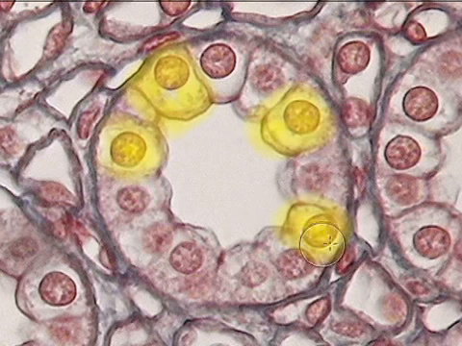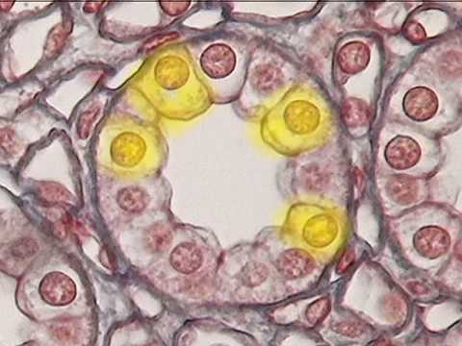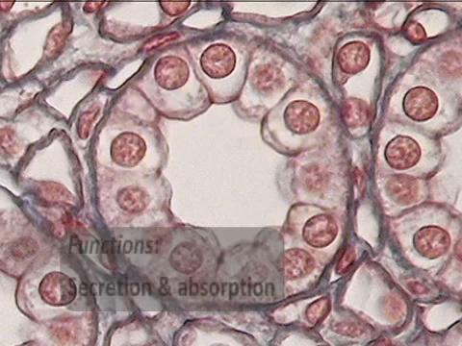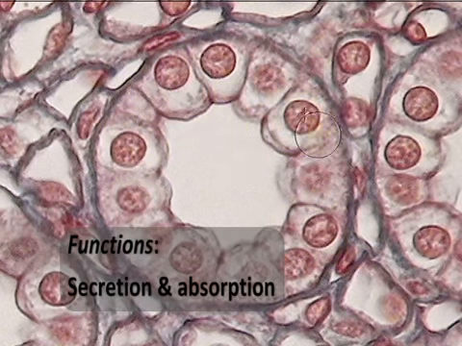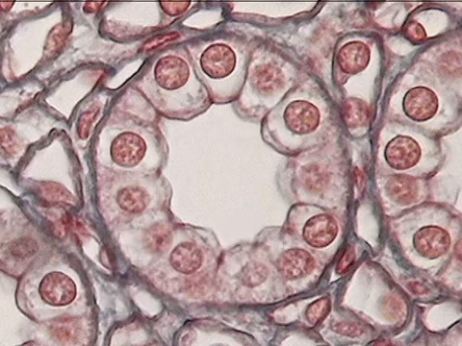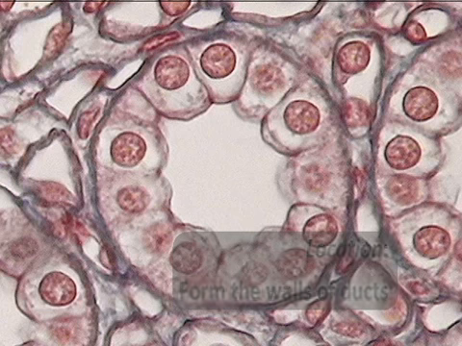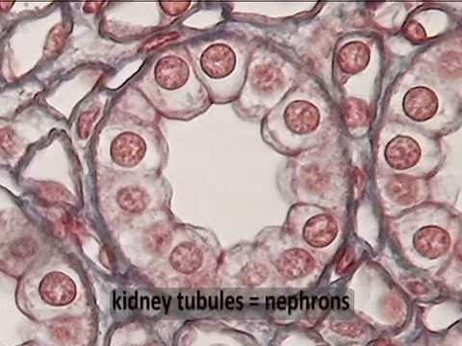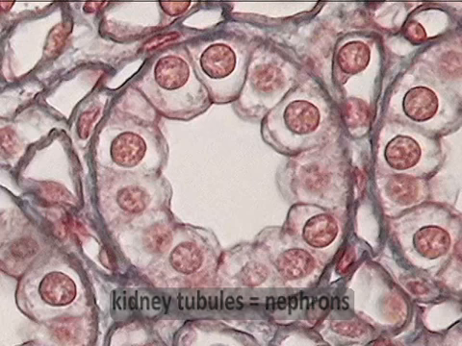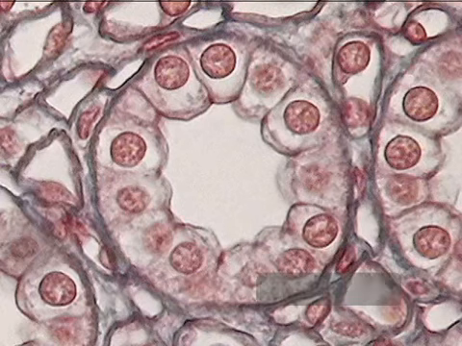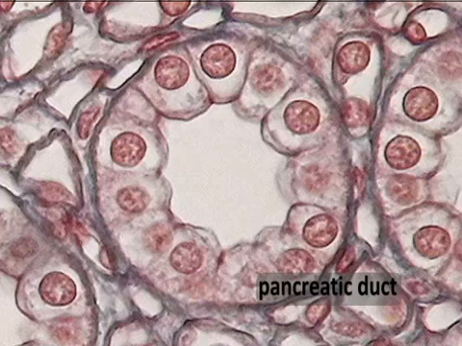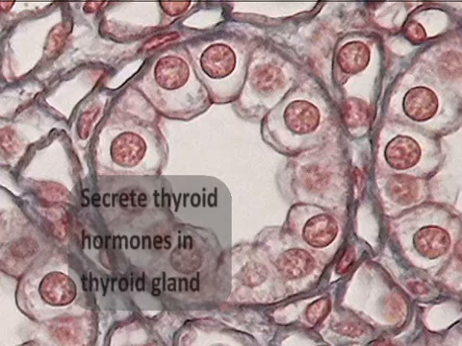They share the same function as the columnar epithelial cells in secretion and absorption, and location-wise, as we see here, they're commonly found within ducts, as in the ducts of the kidney tubules. They're also found in ducts that are leading away from other glands, such as the pancreas, and they're also found in some cases as a secretory layer, producing hormones, as in the thyroid gland.